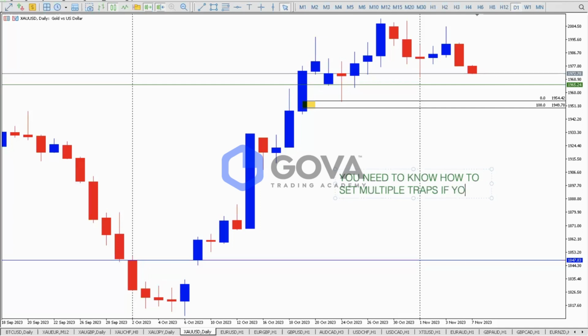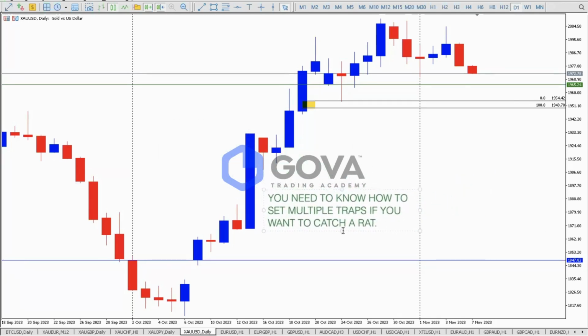If you want to catch a rat, you need to know how to set multiple traps. You cannot just set one trap and expect to catch the rat. No, you need to set about two to three traps to be able to catch the rat in your house, okay? This is just a rough example.